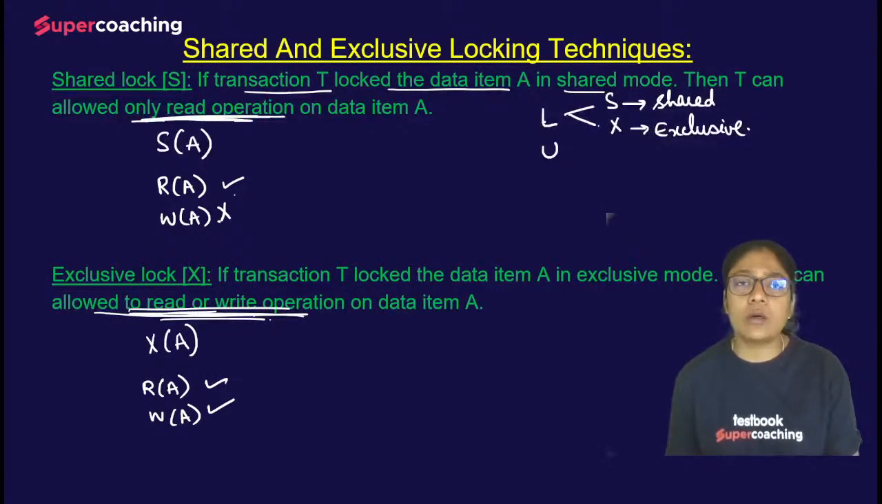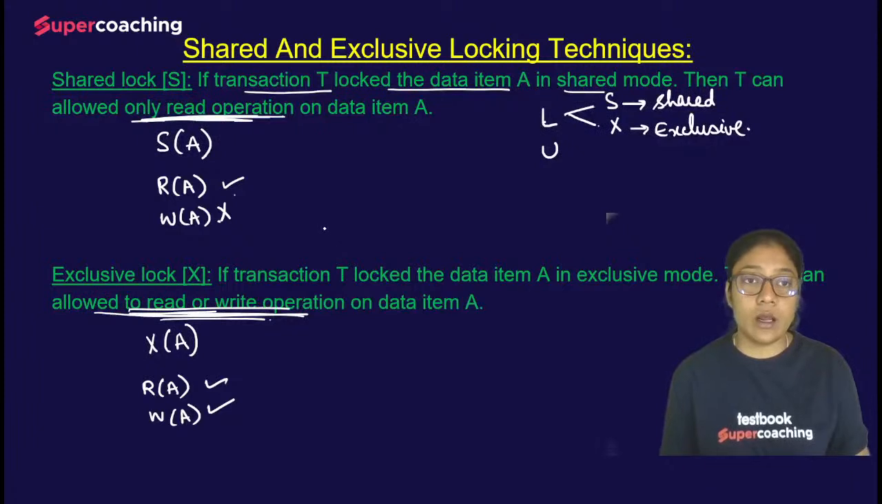If you have put a lock on data item A, definitely it's allowed to perform only the read or the write operations. Okay, is the difference clear between the shared and the exclusive lock?